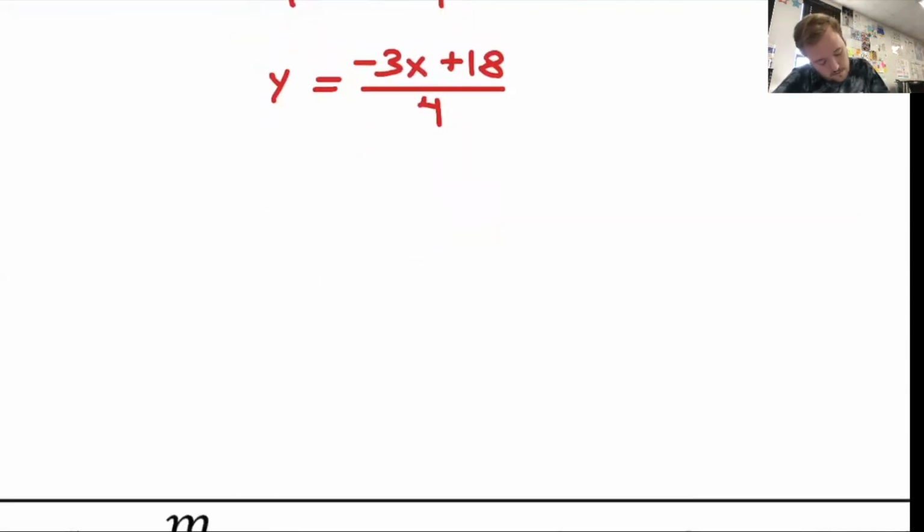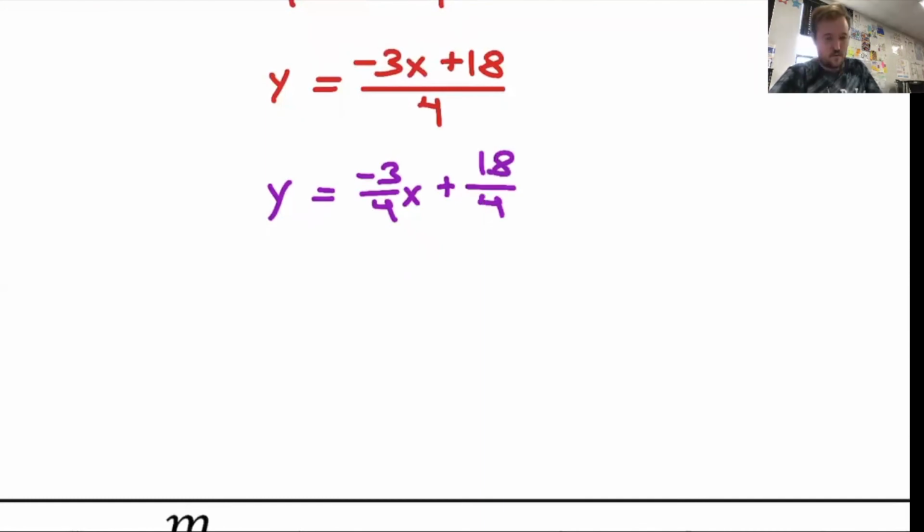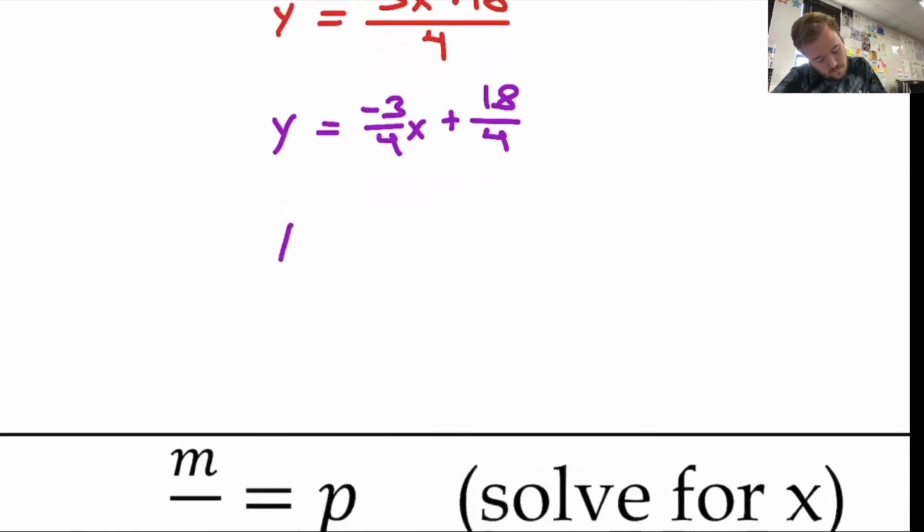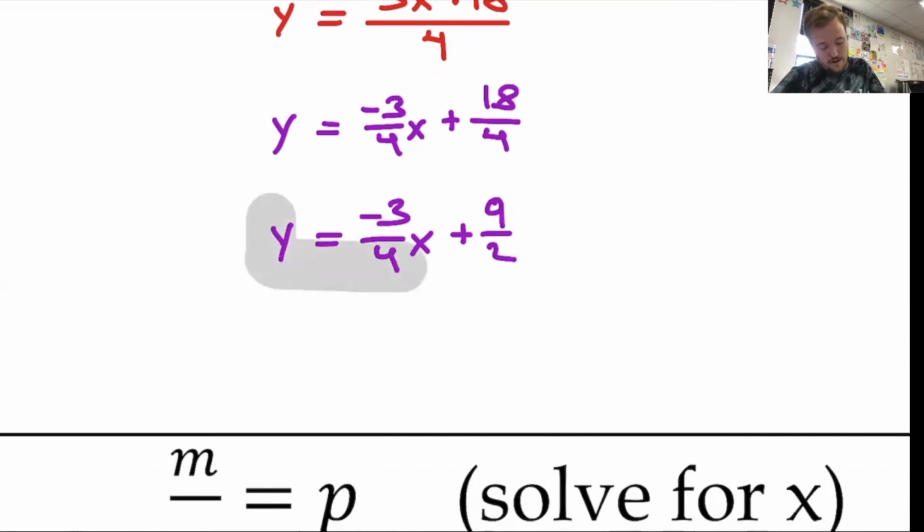So I'm going to separate it. I'm going to have y equals negative 3 over 4x plus 18 over 4. I'm going to simplify that fraction. So y equals negative 3/4 x plus 9 over 2. We cannot simplify it any further, so that would be it.